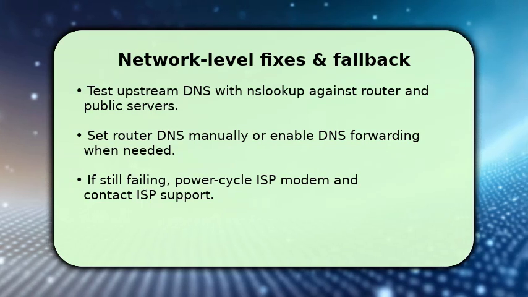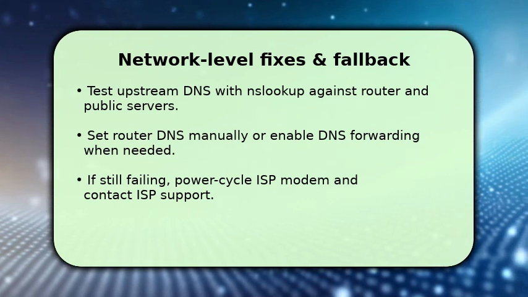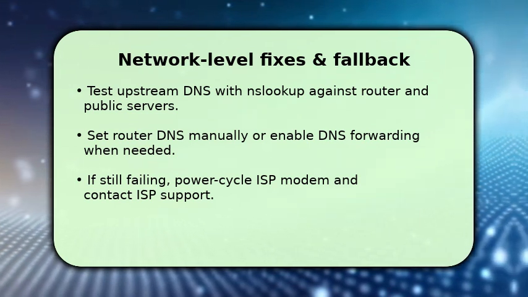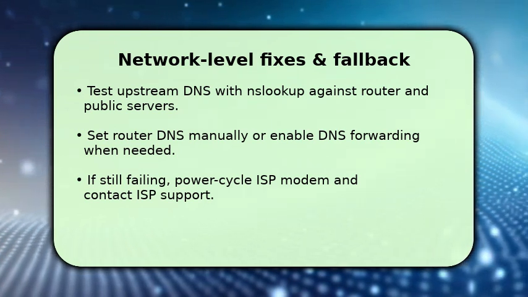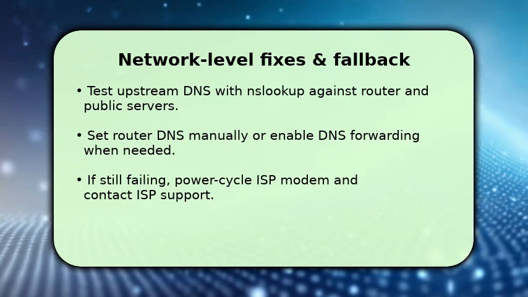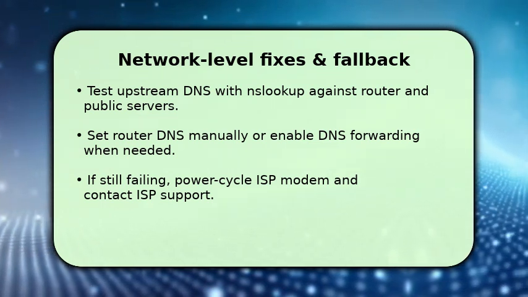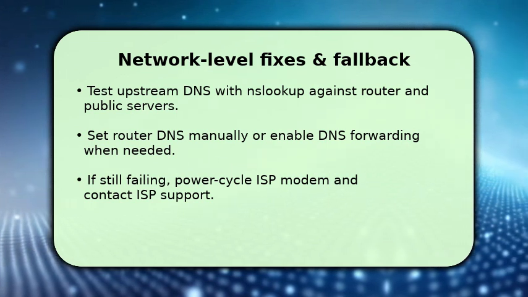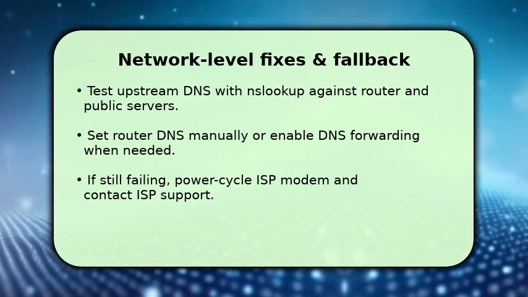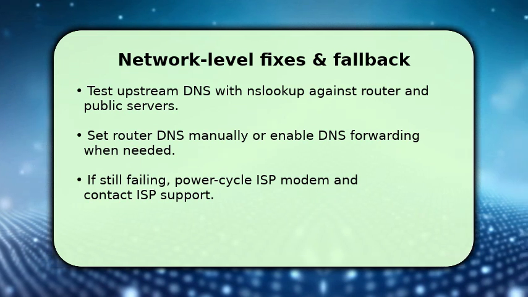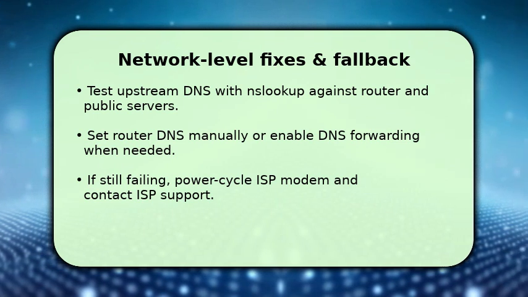Finally, validate upstream behavior and apply network-level fixes. Use nslookup to query your router, then query public servers directly to determine where resolution stops. If the router's DNS is faulty, manually set its DNS or enable DNS forwarding so devices use a reliable upstream resolver. Once done, power cycle the ISP modem to clear carrier-side issues. If problems remain, contact your ISP with your test results. That gives them data to fix an upstream or provisioning issue. One tip: keep a laptop set to public DNS for quick confirmation.